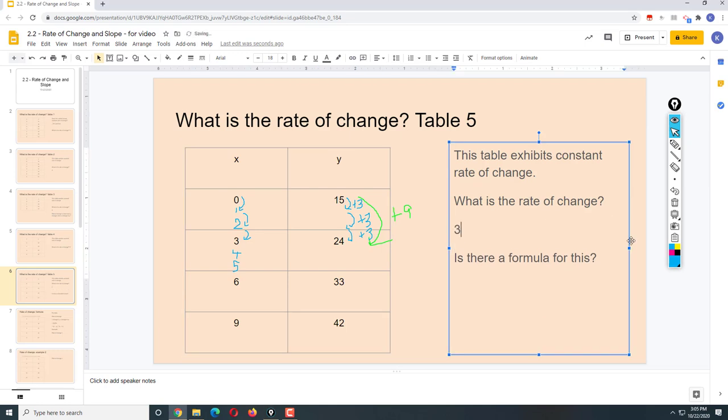Is there a formula, a general method of doing this? Yeah. So we know that the rate of change is the change in y divided by the change in x. So for this one, the change in y is 9. The change in x is 3, because we're going from 0 to 3. 9 divided by 3 is 3.